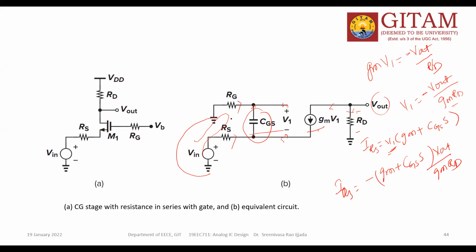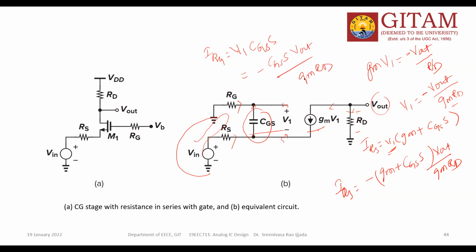I want to find the current through RG. So the current through RG, IRG, is equal to V1 by this impedance, sorry. What is this impedance? 1 by CGS. So it becomes V1 into CGS into s. That is equal to V1, again the same thing, so that you can get minus CGS into s into Vout by gm into RD. So that is the current through RG.